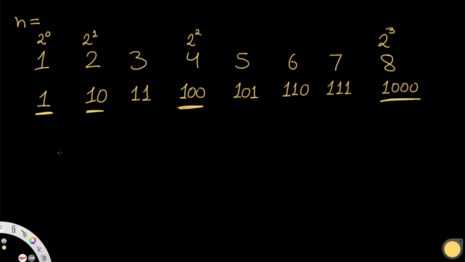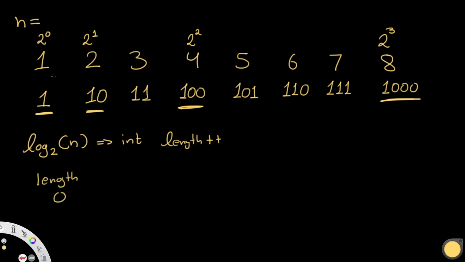In other words, if you're familiar with how logarithms work, log base 2 of whatever number, let's call it n, has to be some sort of integer. And when that is the case, we're going to increase the length by 1. So what do I mean by this real quickly? In the beginning, let's say our length is equal to 0. Now we go to the number 1. When you do log base 2 of 1, we get a value of 0, which is an integer. And in that condition, we're going to increase the length by 1. And that's correct because the value over here has a length of 1.